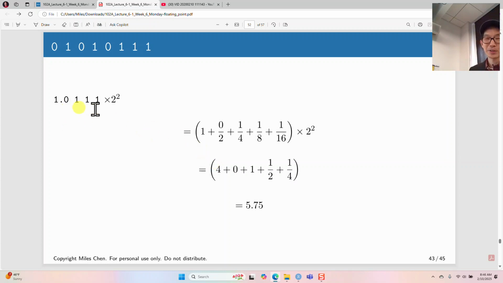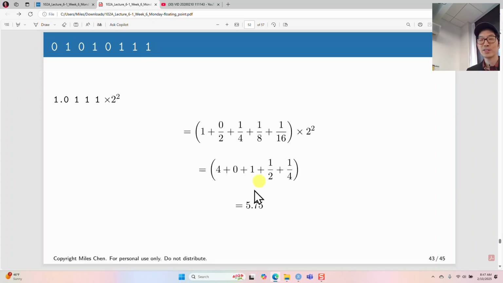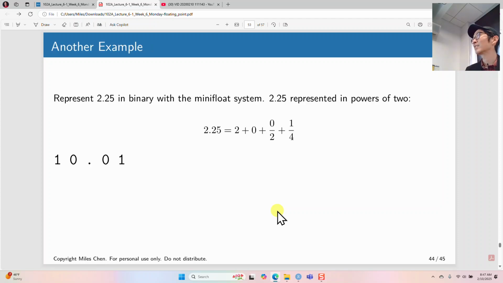Okay, so this is what we have. 1 plus 0 halves, 1/4, 1/8, 1/16 times 2 to the 2, which is times 4. So we get 4 plus 1 plus 1/2 plus 1/4, and that gives me 5 and 3/4. And this is our value there. Okay, is that all right? Going from this into 5 and 3/4. Okay, all right. So that's what we have.